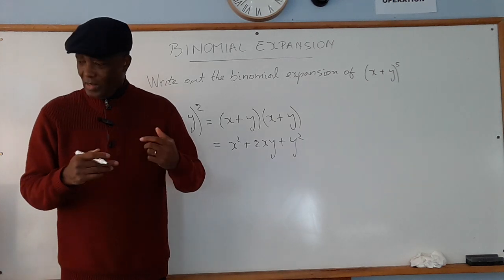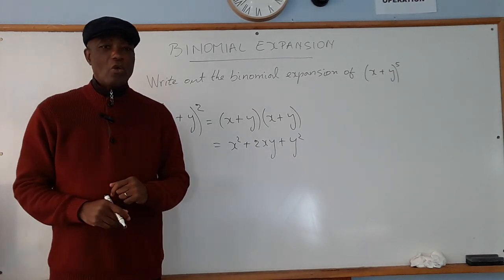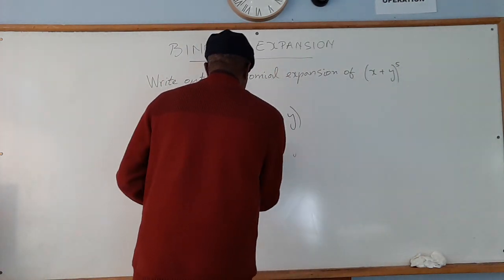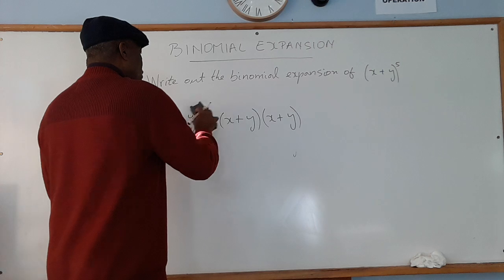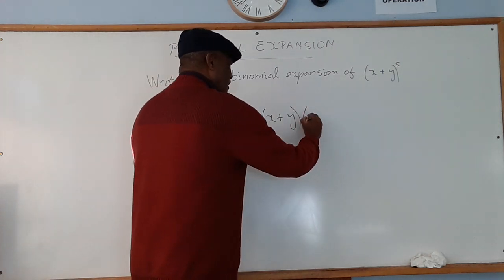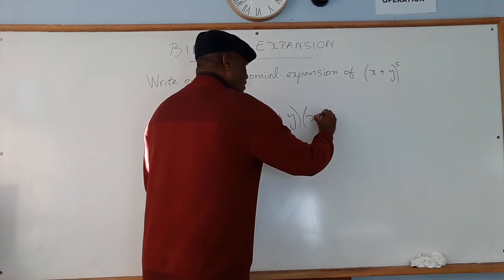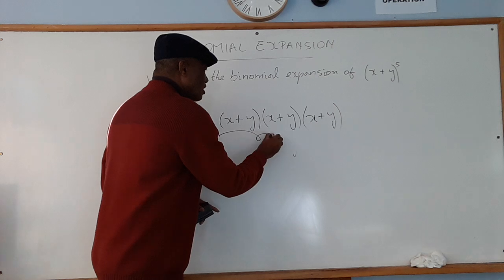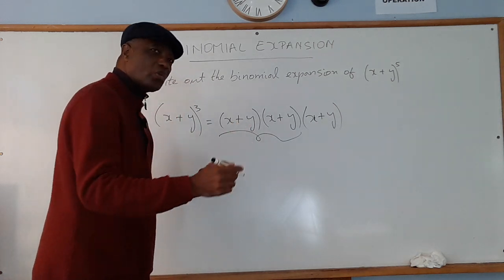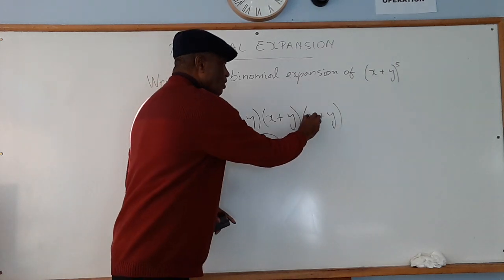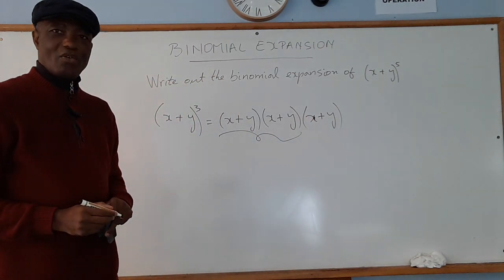Remember, we can also multiply if we have (x + y) to the power of 3. We can multiply like that. We multiply the first two, and then the product that we get, we multiply by the third bracket.